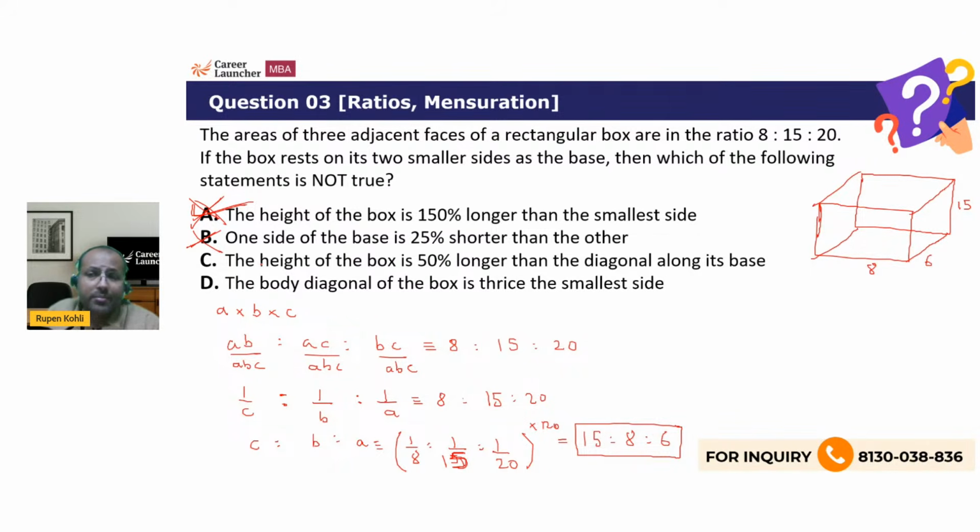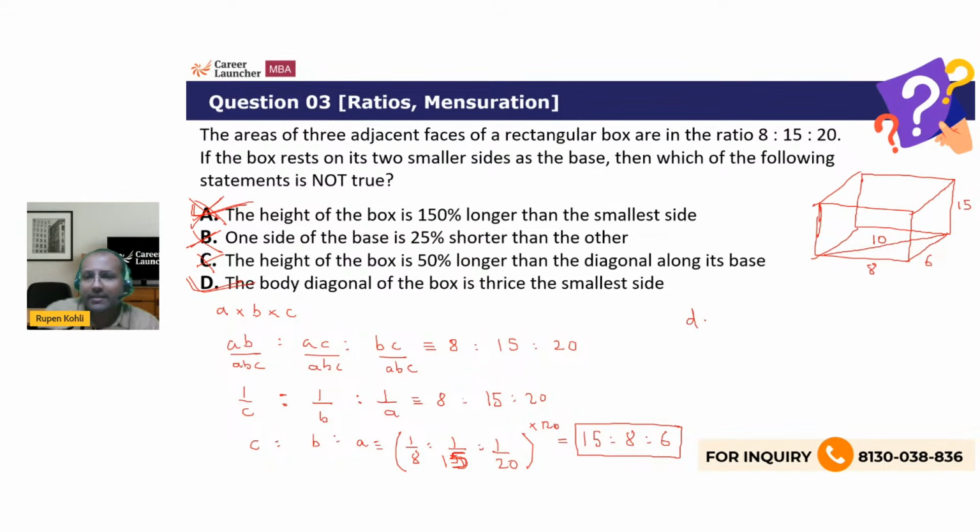The height of the box, 15 again, is 50% longer than the diagonal along the base. So 8 by 6 is a triplet, we know, and therefore 10 is the diagonal along the base. So yes, 15 is 50% more than 10. So therefore this is also not my correct answer. D therefore must be the correct one. Body diagonal is thrice the smallest side. So the body diagonal is not coming to be an integer also. It needs to be thrice the smallest side, which is 3 into 6, 18.